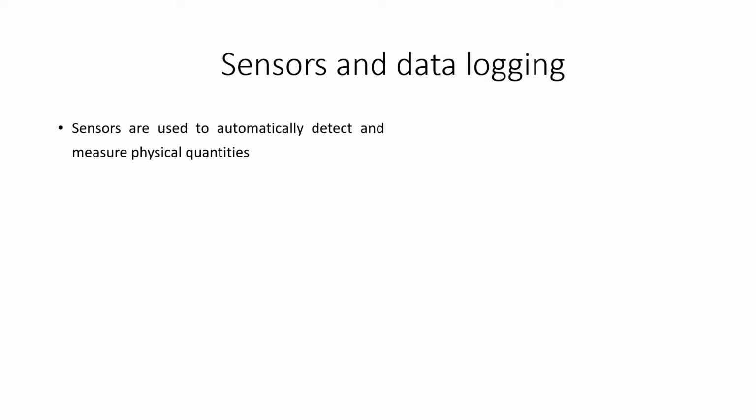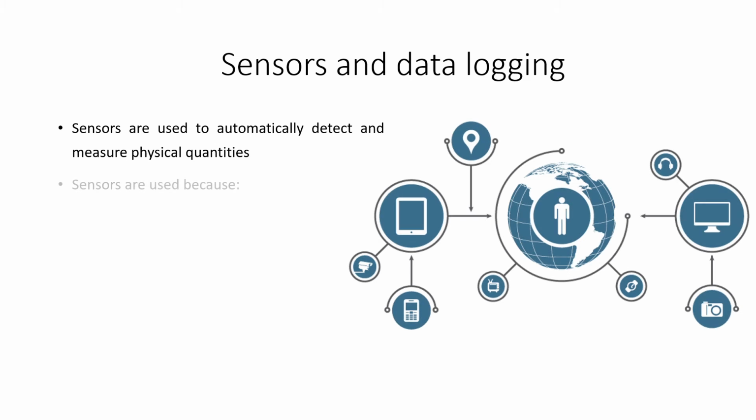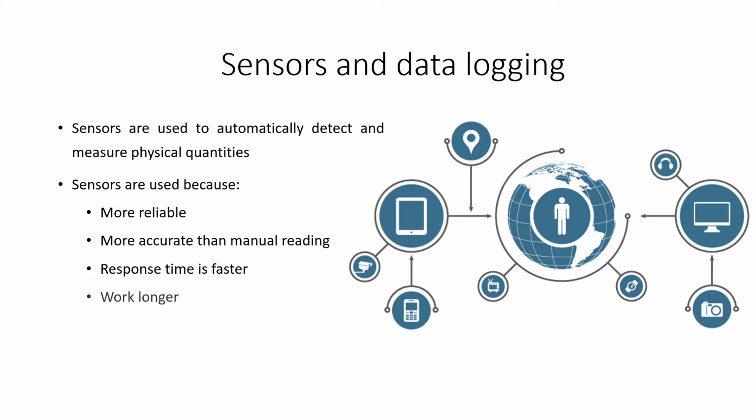So what are sensors? Sensors are used to automatically detect and measure physical quantities. The advantages of sensors: they are more reliable, they are more accurate than manual reading. Response time is faster. They can work longer, work 24/7. Automatic readings, the readings are more consistent and safer to be used in dangerous places.